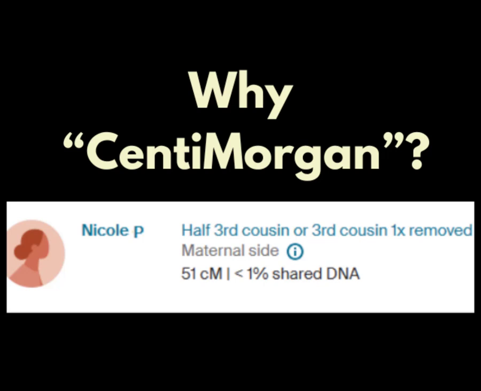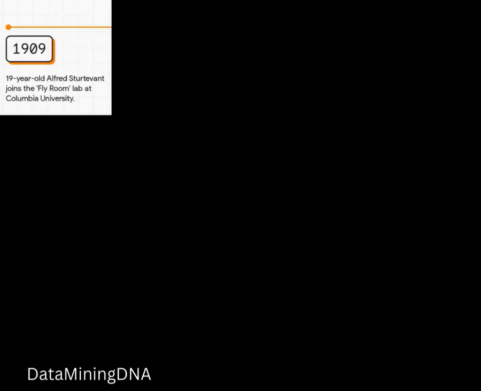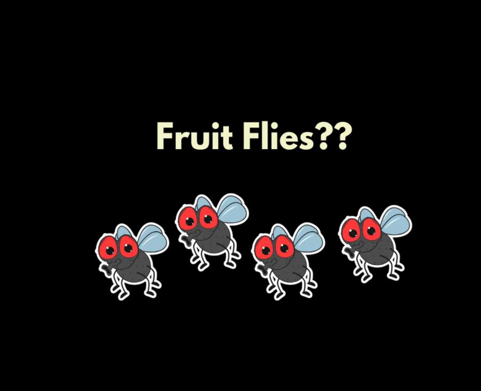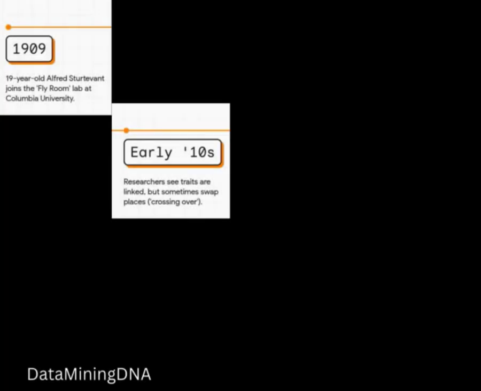So who came up with this unit? The story starts over 100 years ago, and it has nothing to do with humans. Back in 1909, a 19-year-old undergraduate named Alfred Sturtevant joined a renowned biology lab at Columbia University. The researchers were investigating the effects of breeding multiple generations of fruit flies. Of course, these little critters live only a short time, so you could research fast. Alfred and the team noticed something strange. Some traits, like eye colour and wing shape, seemed to be linked. They were almost always inherited together, but every now and then they would swap places.